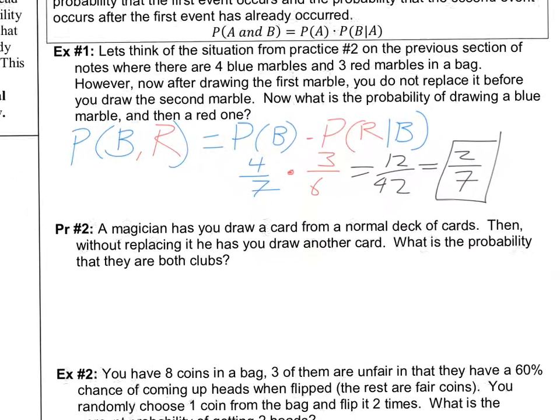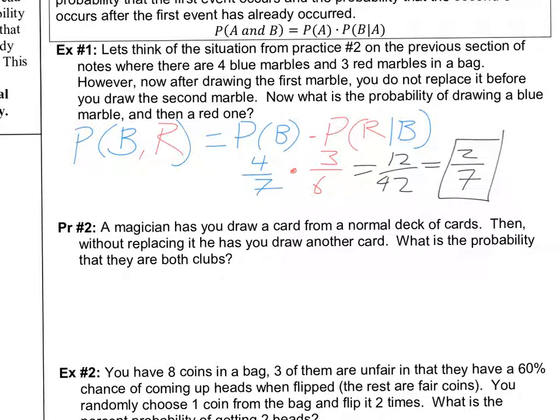So practice 2, very similar. A magician has you draw a card from a normal deck of cards. Then without replacing it, he has you draw another card. What is the probability they are both clubs? I'm going to let you guys go ahead and try and work that out on your own, and then check back when you're ready to check your work.